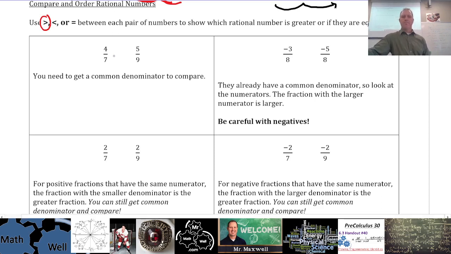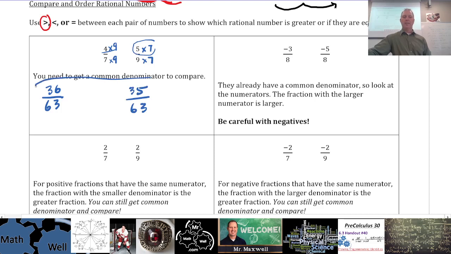Times the 9 by 7 and the 7 by 9. Okay, so this one over here, multiply by 9. What you do to the bottom, you have to do to the top. And this one over here, if you multiply by 7, you multiply the bottom and the top by 7. So 4 times 9 is 36. 7 times 9 is 63. Good. 5 times 7 is 35 over 63.